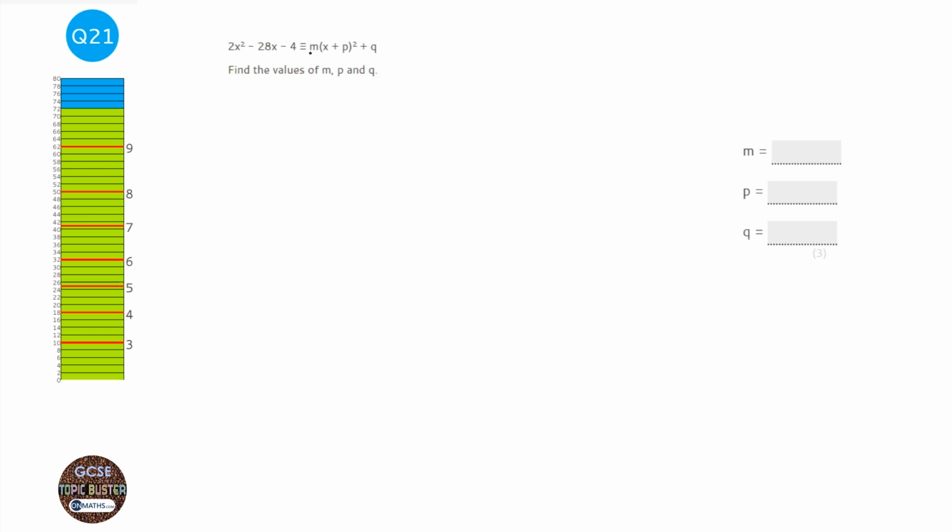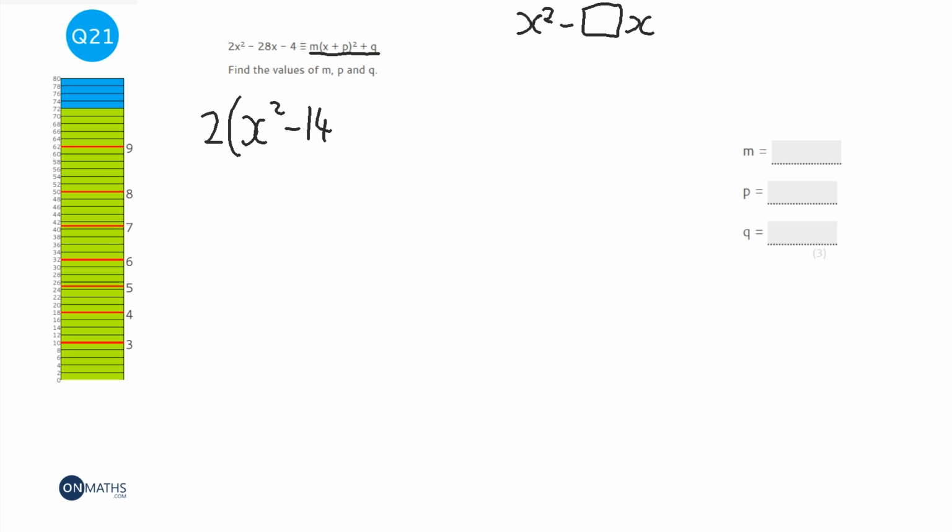Looking at the structure of the answer, it looks very much like we're going to have to complete the square. To complete the square, we need x squared minus something x. We've got 2x squared minus 28x, so we're close to getting that, but we haven't quite got it. What we need to do is factorize the 2 out first. So 2 brackets x squared minus 14x, and then I'm just going to add the minus 4 at the end.